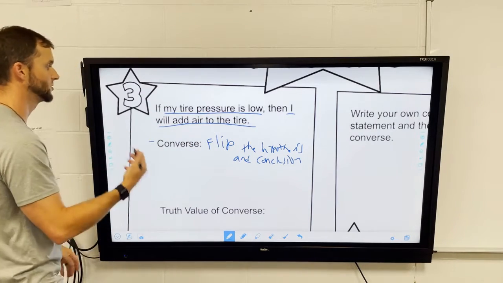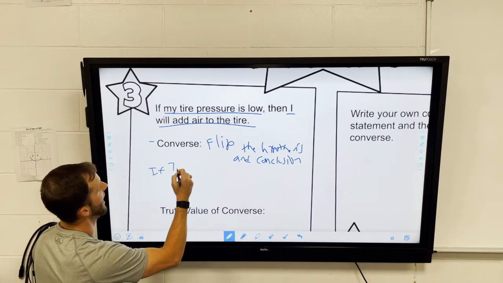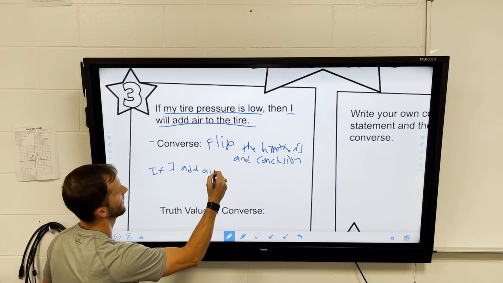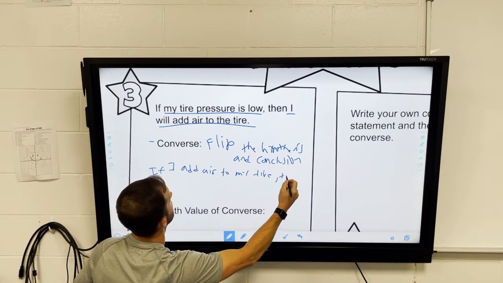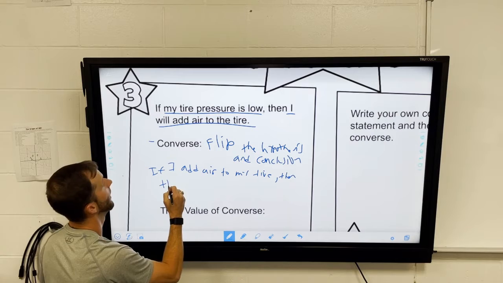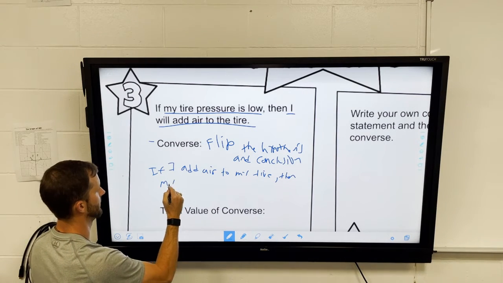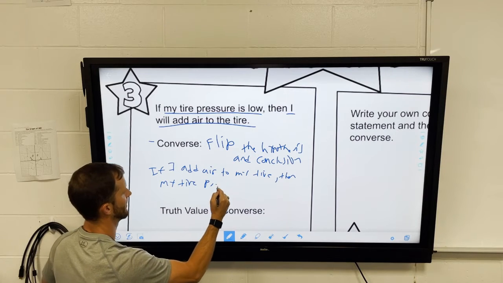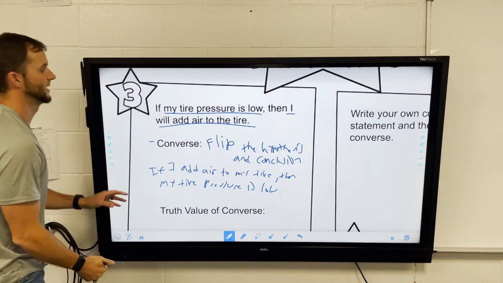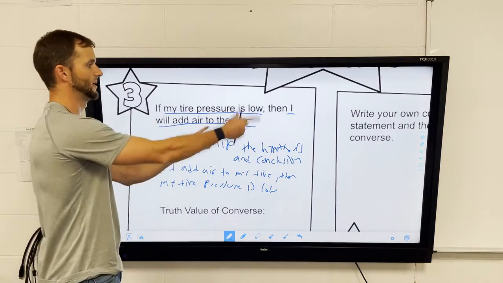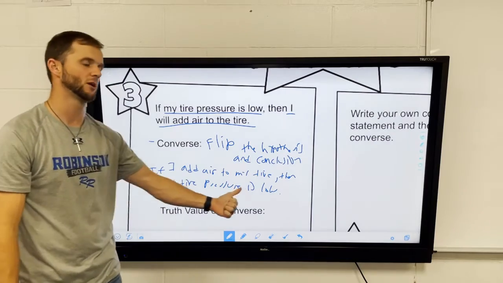So that means the converse of this sentence is going to be: if I add air to my tire, then my tire pressure is low. So right now what I did was I took the hypothesis and the conclusion, and I flipped them. So if I add air to my tire, then my tire pressure is low.